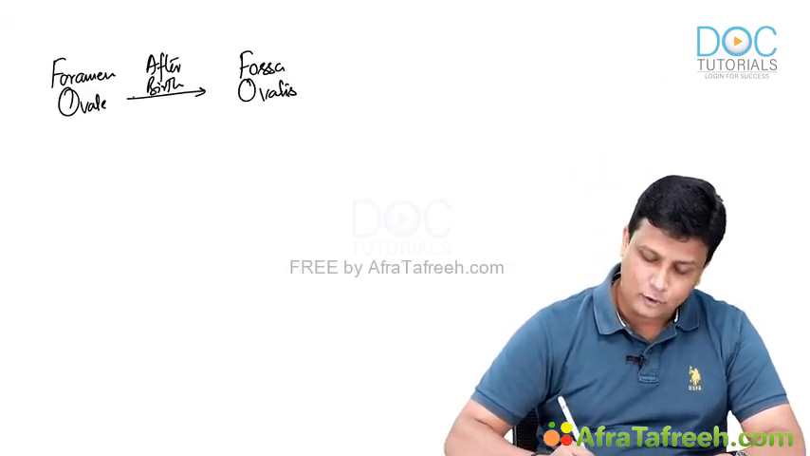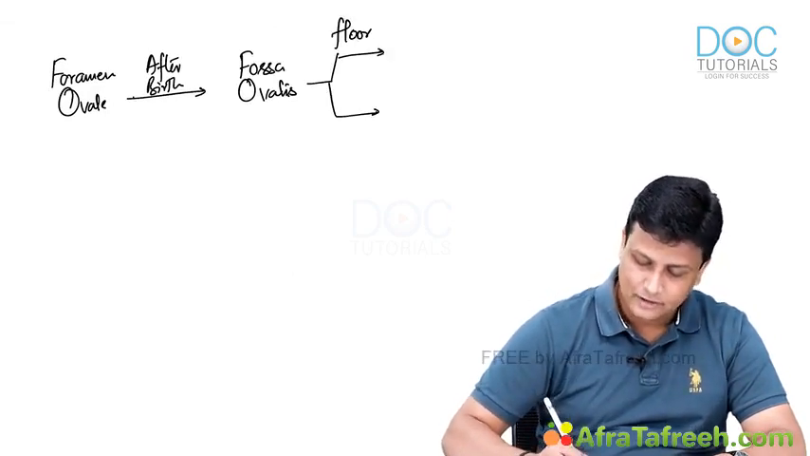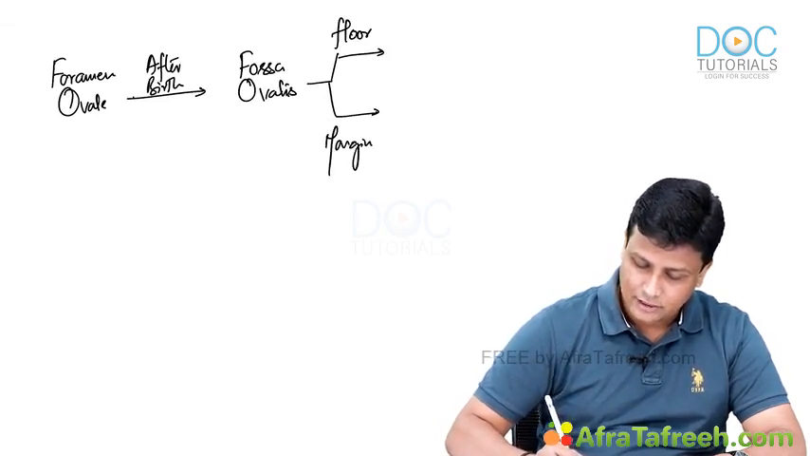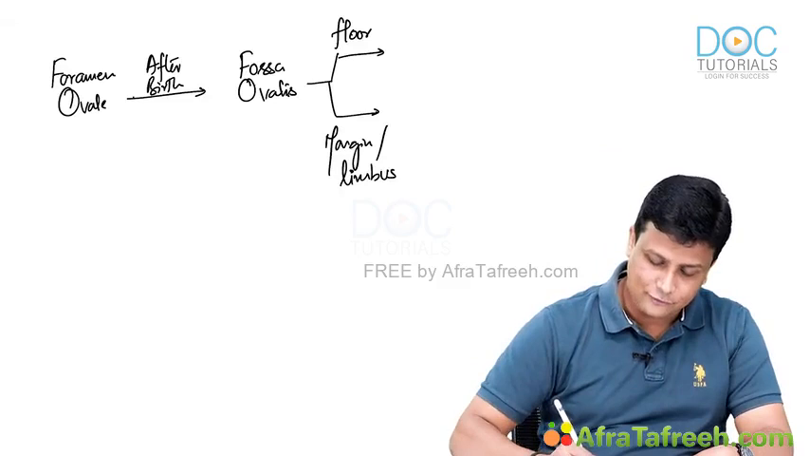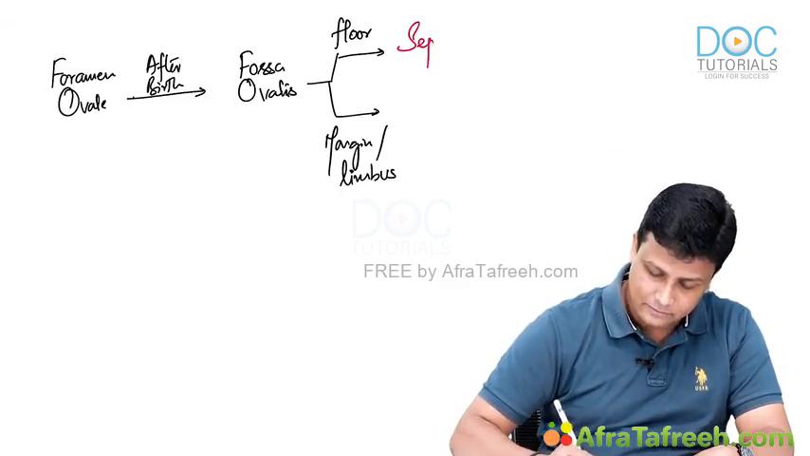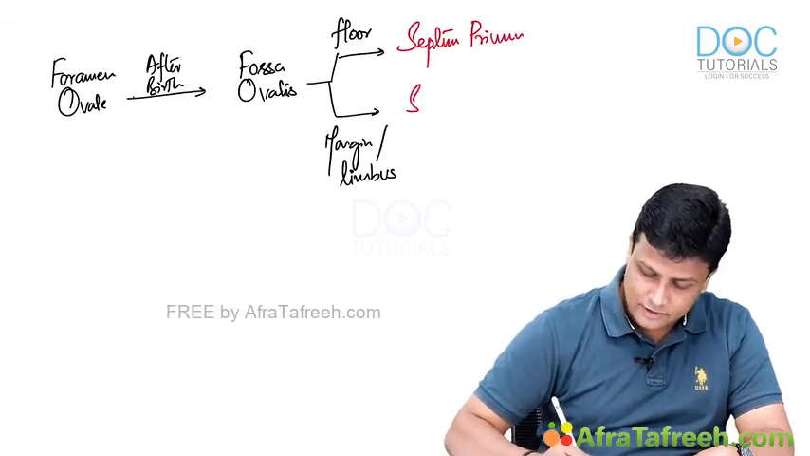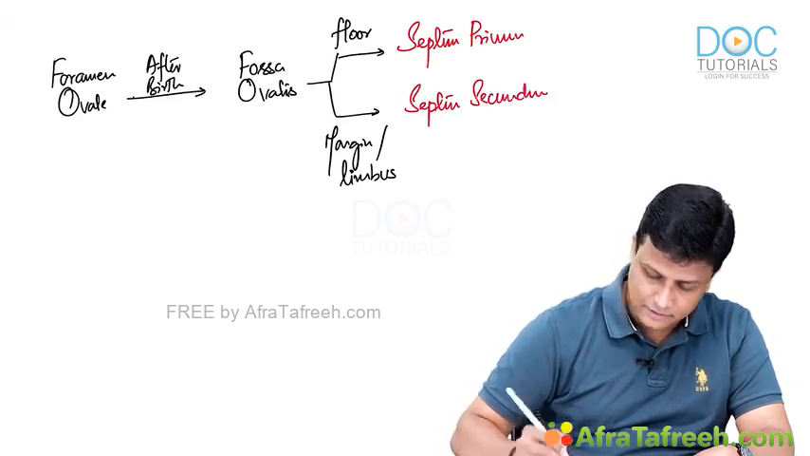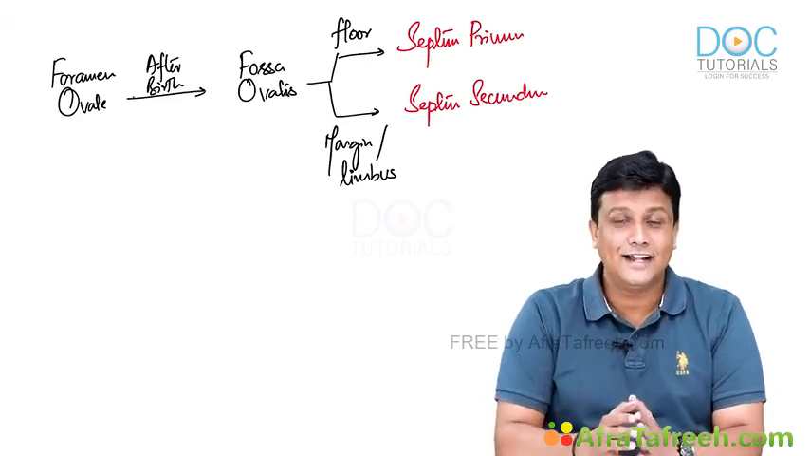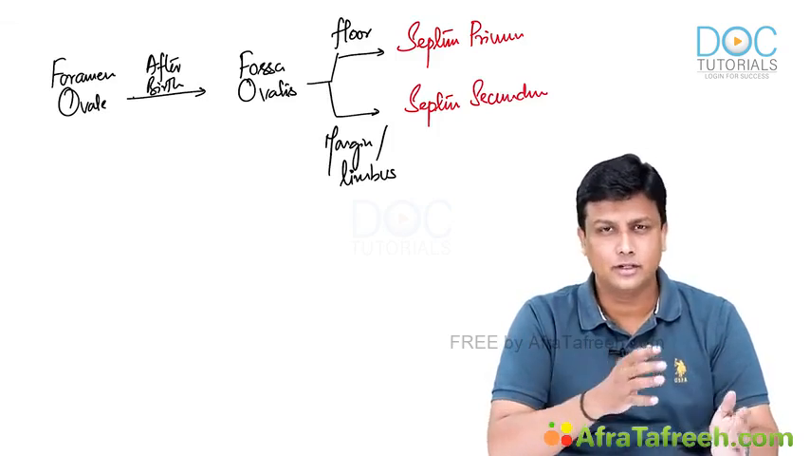For that fossa ovalis, you've got to remember 2 points. Number 1, the floor of the fossa ovalis. Number 2, the margin. And the margin is also referred to as limbus fossa ovalis. And from our diagram, it is crystal clear. The floor is formed by septum primum, and then the margin is formed by the septum secundum, guys. And that completes the entire story of development of interatrial septum before the birth, and then what's happening after the birth.